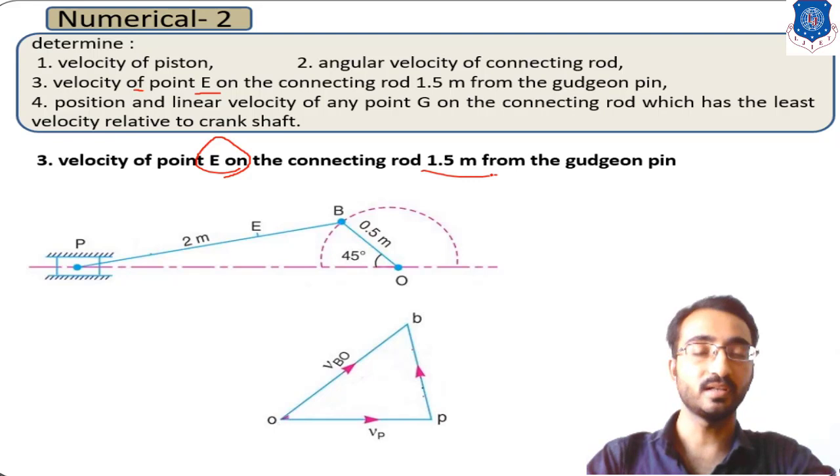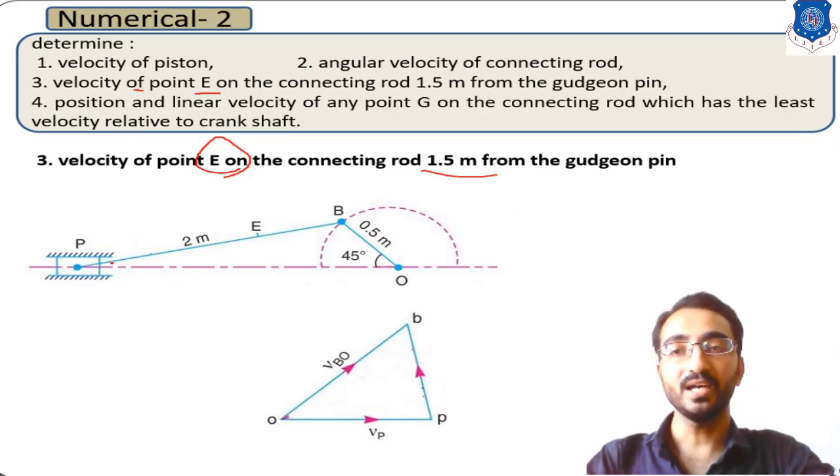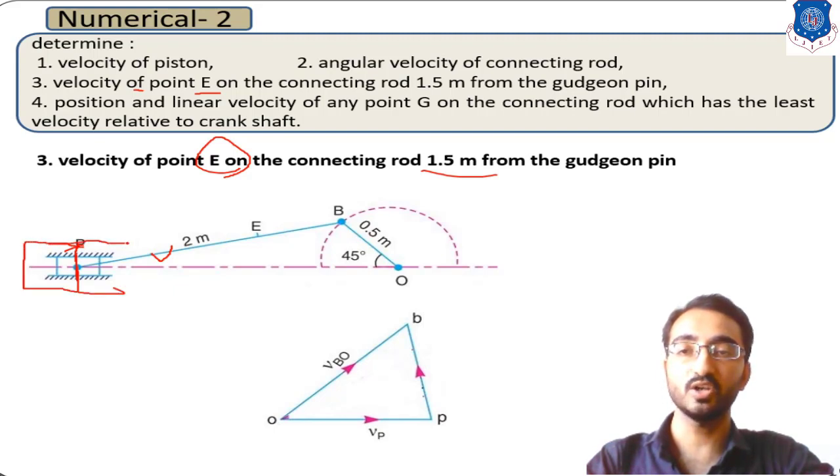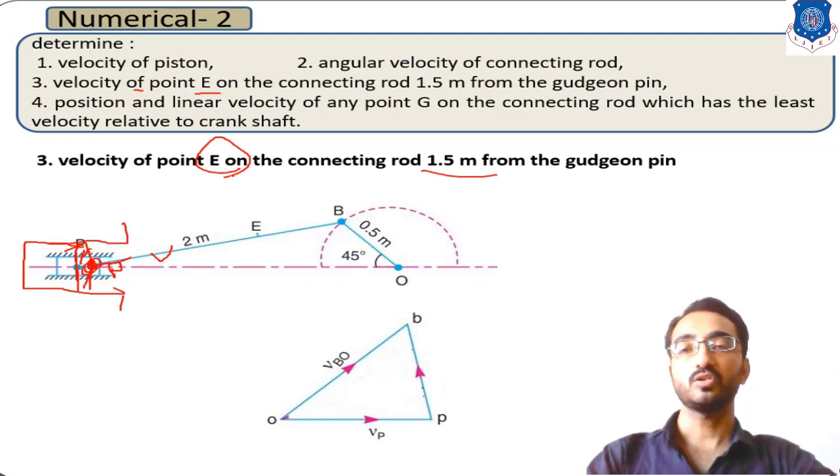Now let's move on to the third data, that is the velocity of point E on the connecting rod, 1.5 meter from the gudgeon pin. We have previously discussed that the gudgeon pin is a pin connecting the connecting rod and the piston of a piston cylinder arrangement. If you consider this as your cylinder and you connect this piston with this connecting rod, then here the gudgeon pin is point P. So now you have to calculate the position of point E on the velocity diagram.